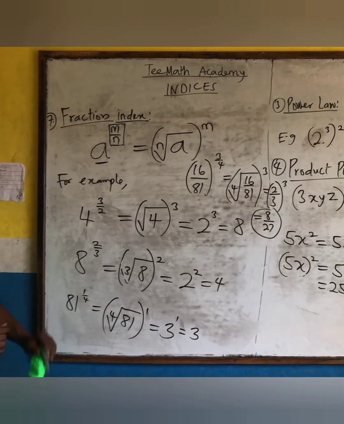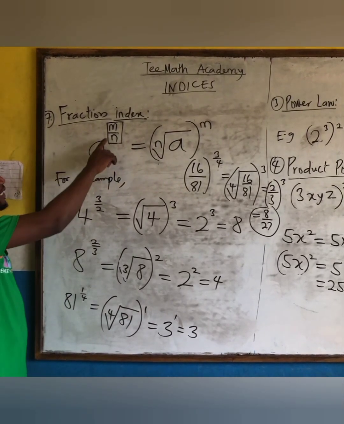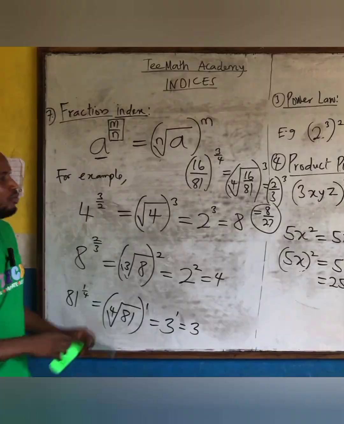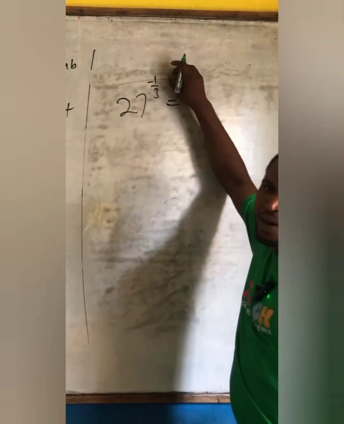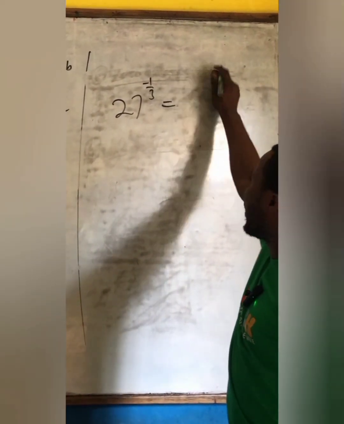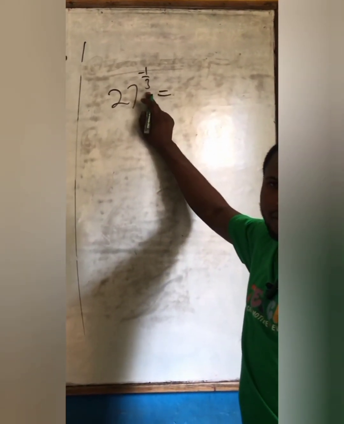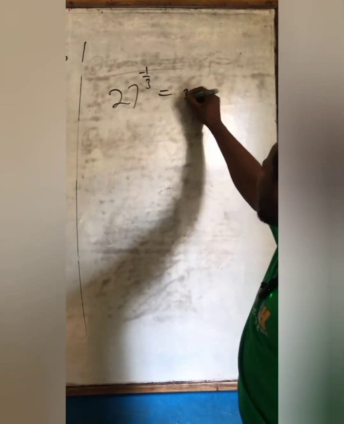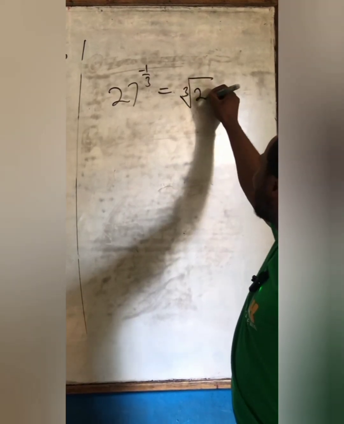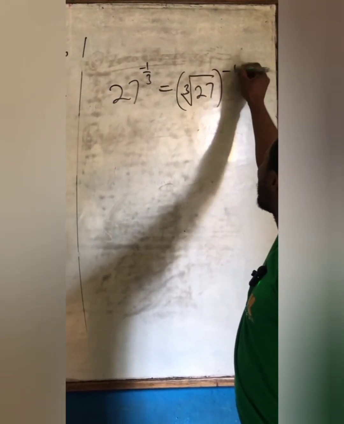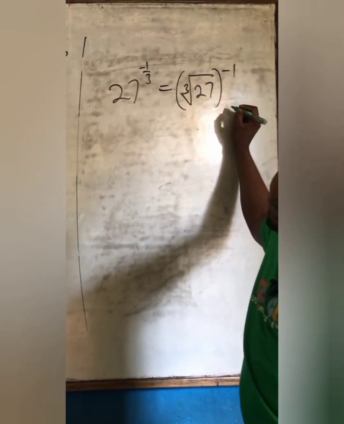Then we can also have when the power here is negative. Don't forget that we have treated negative power. So if you don't want to apply that 1 over yet, of course you can start using the law here. The denominator here is 3, that means I'll take the cube root of 27, everything raised to power minus 1, not 1. Don't throw the minus away.